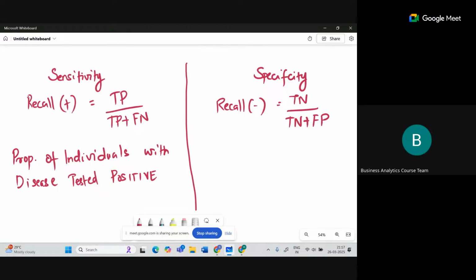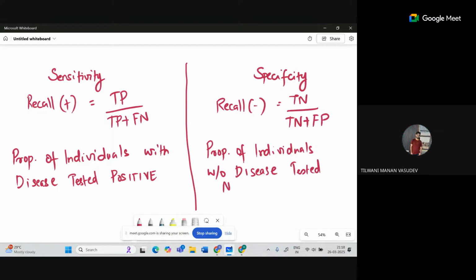Similarly, what could be the definition for this? Proportion of individuals without the disease who tested negative. Right? So this is the interpretation of this formula.